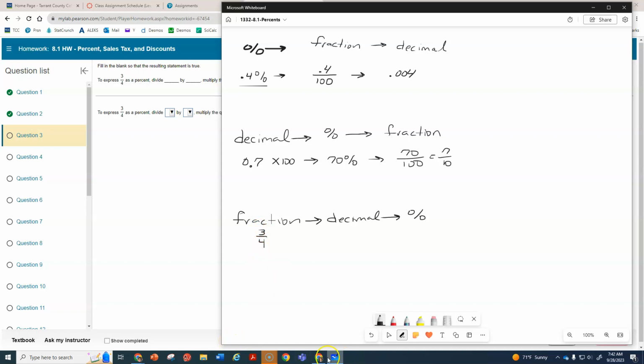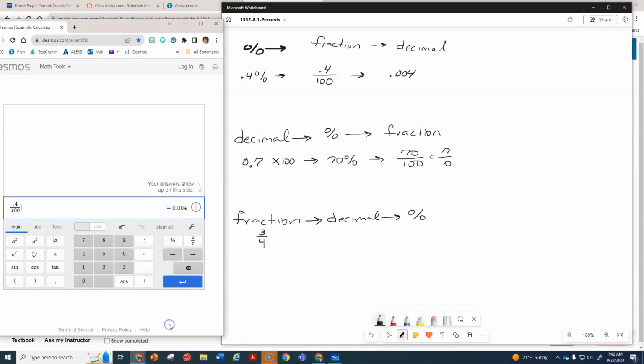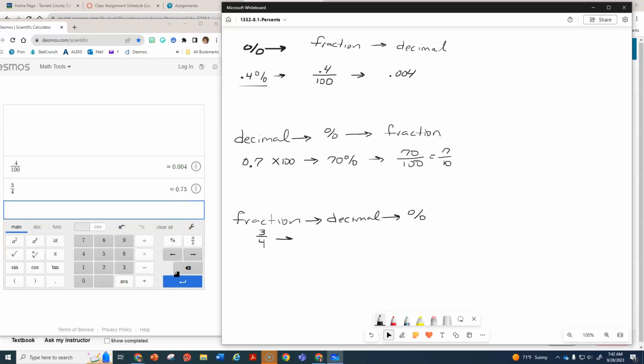And so if you go to a graphing calculator and you type in 3 divided by 4, it changes it to a decimal for you. 3 divided by 4 is 0.75. So that fraction right there becomes 0.75. And if you didn't understand that that meant divide, you might want to say 3 divided by 4. And you can do it longhand or you can use a calculator, but that gives you the decimal.